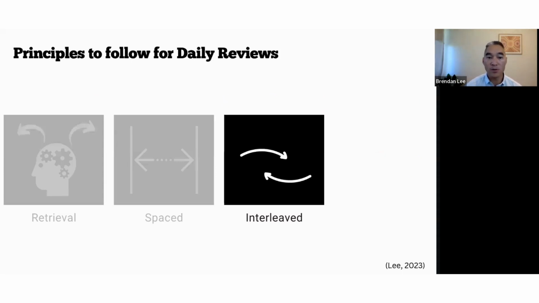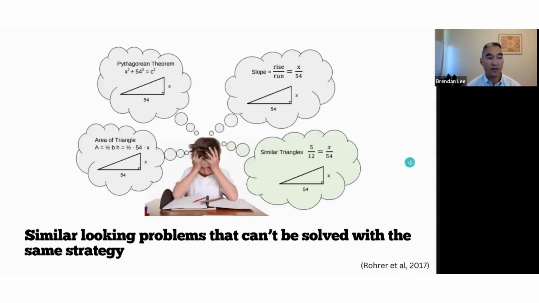This third principle is one which a lot of teachers struggle to get their heads around, like exactly what it is. Interleaved practice. Interleaved practice is when you're getting students to look at similar looking problems that can't be solved with the same strategy. What you can see here in this graphic is that we've got the same triangle, and we want our students to be able to pick the right strategy to use for each of the problems that are presented there.